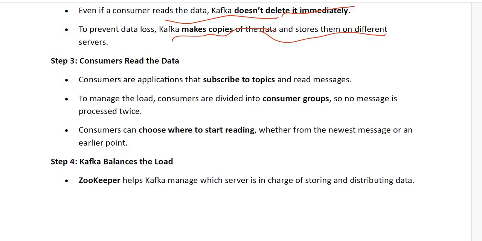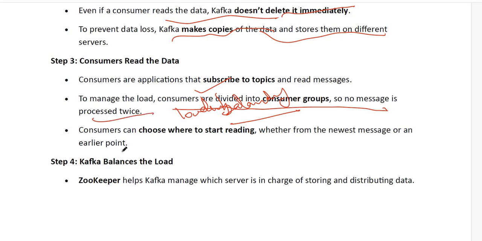After producing the data, the consumer reads the data, right? So what are the consumers? These are the applications that subscribe to topics and read the messages. Load balancing is also one of the properties of consumers and consumer groups, so no message is processed twice here. Each and every consumer is divided into a set of consumer groups. Consumers can choose where to start reading, whether from the newest message or an earlier point in a consumer group.